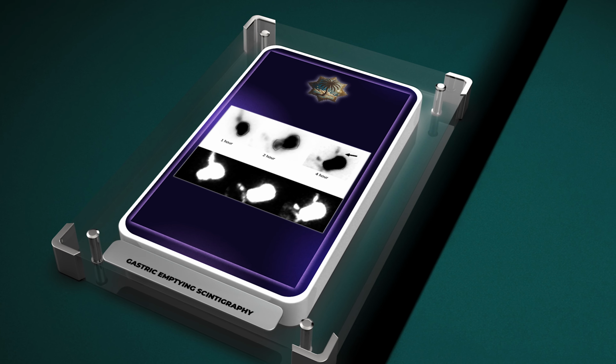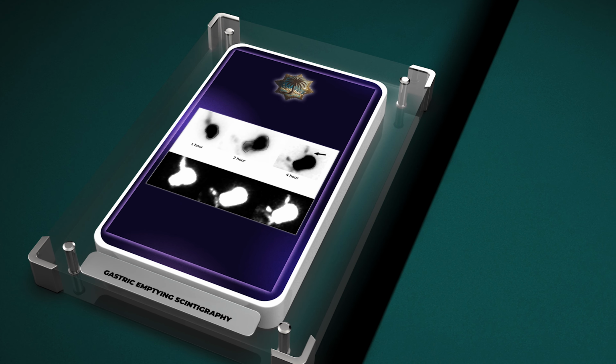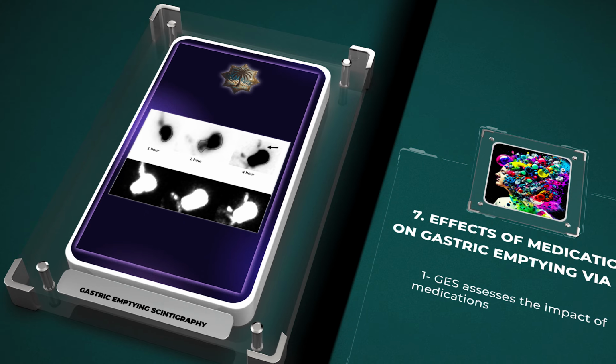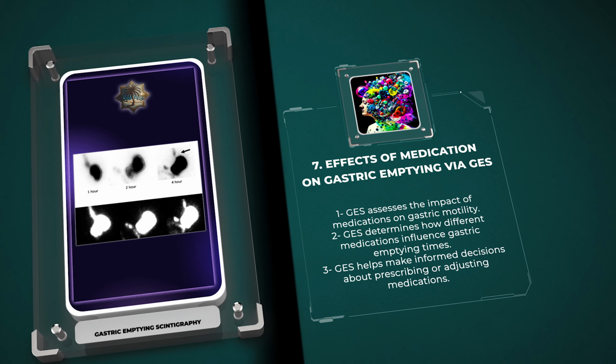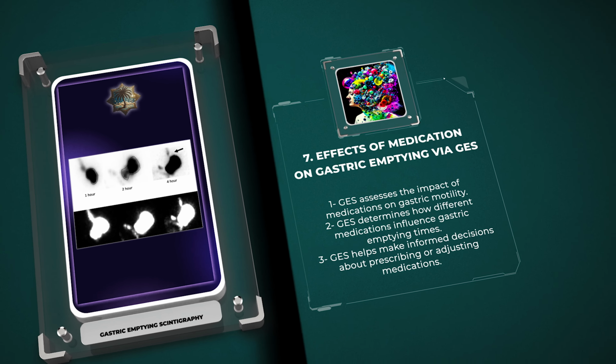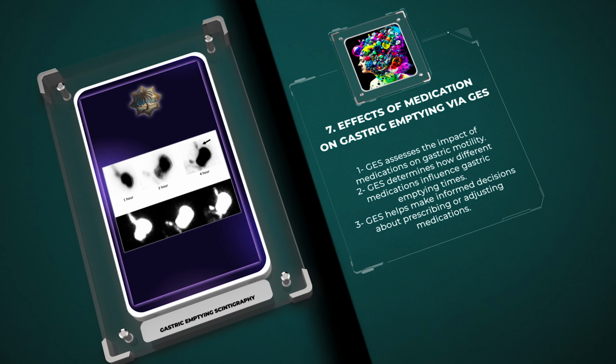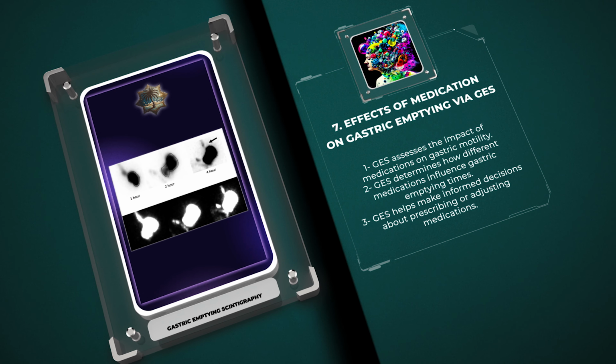Medications can significantly impact gastric motility and emptying rates. GES allows for the assessment of how different medications, such as prokinetic agents or anticholinergic drugs, influence gastric emptying times. By studying the effects of medications on GES parameters, clinicians can make informed decisions about prescribing or adjusting medications for patients with gastric motility disorders. This ensures optimal management and minimizes potential adverse effects.